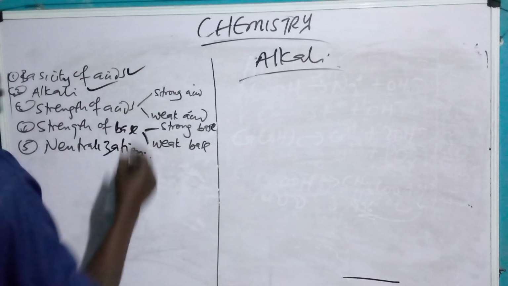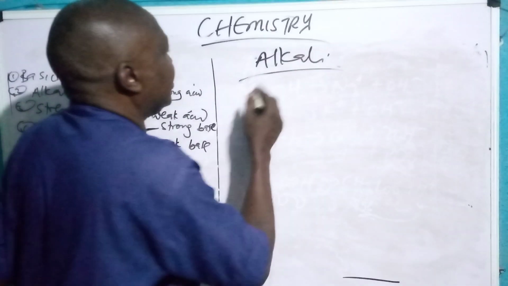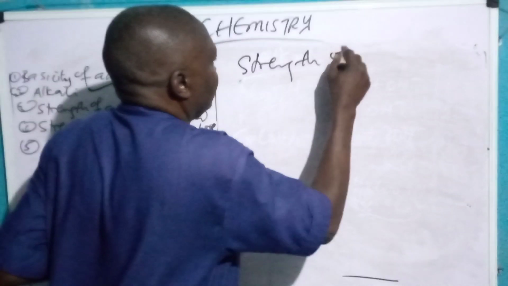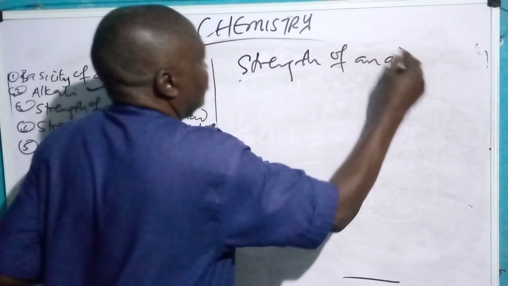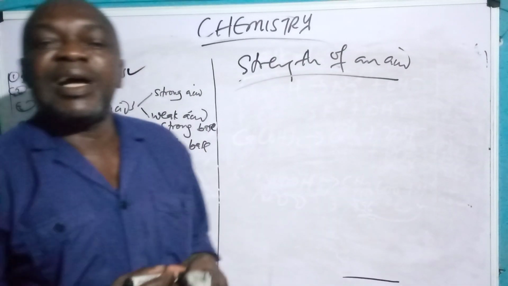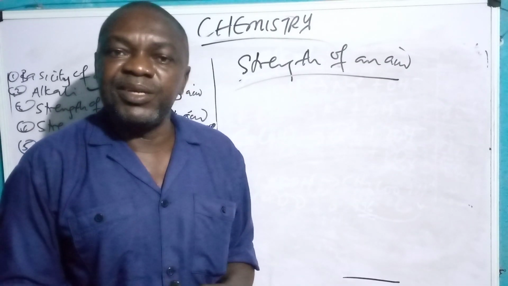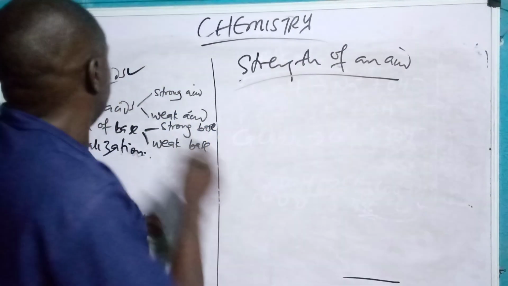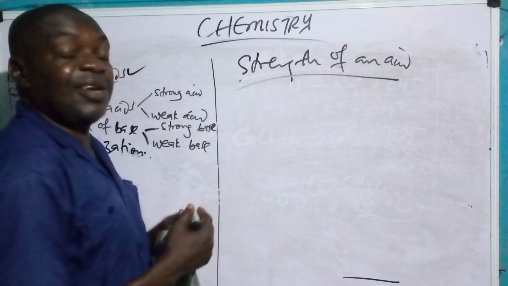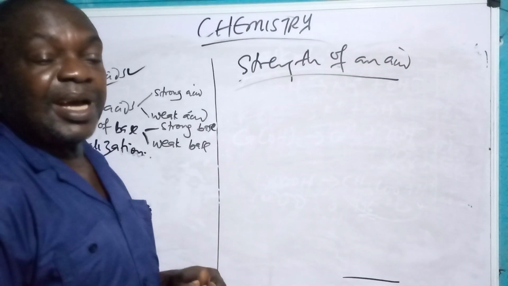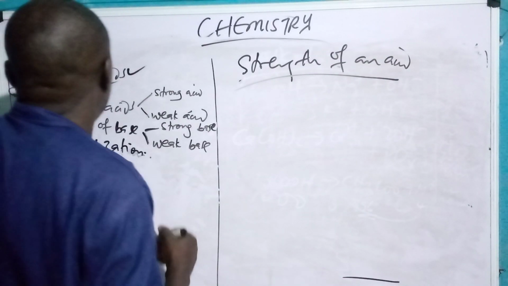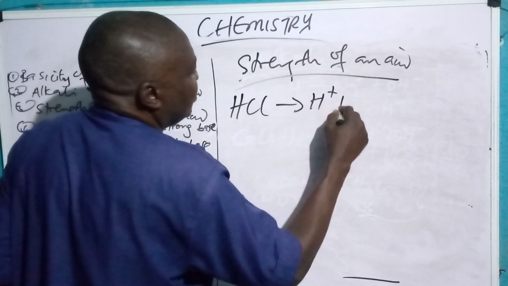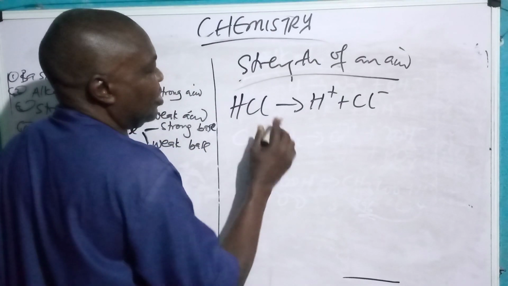Then you have the strength of acid. The strength of acid is the ability of the acid to ionize completely and release hydrogen ions easily in solution. That shows the strength. It means if the acid can ionize completely and easily, the acid is a strong acid. Easily and completely. For example, HCl gives H+ and Cl-. This is a strong acid because it can easily ionize.